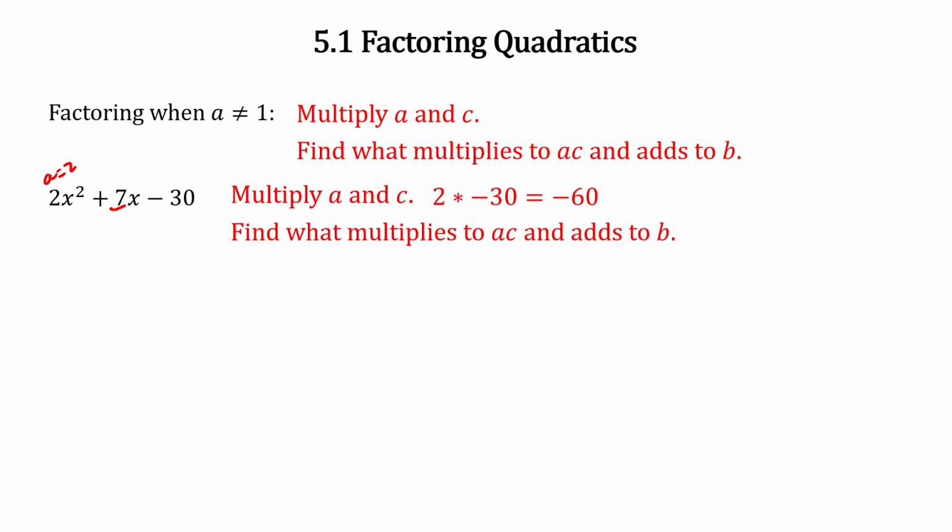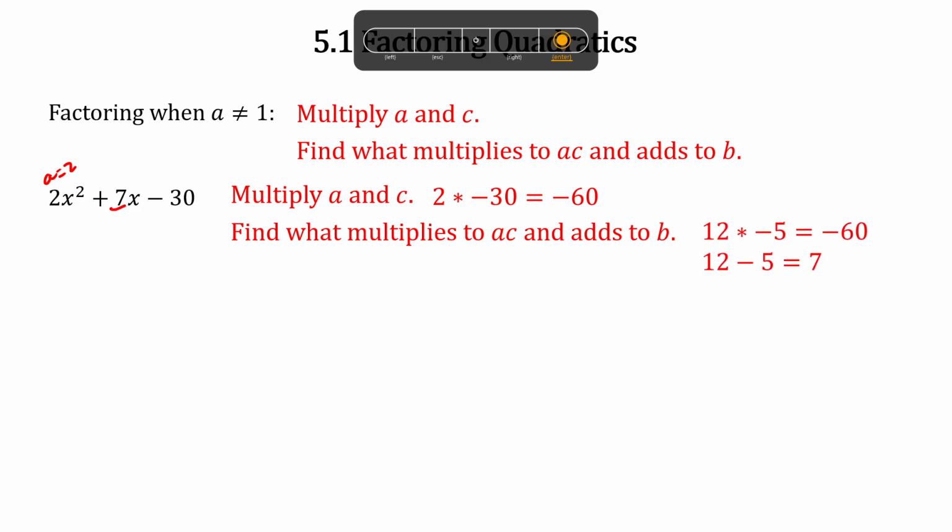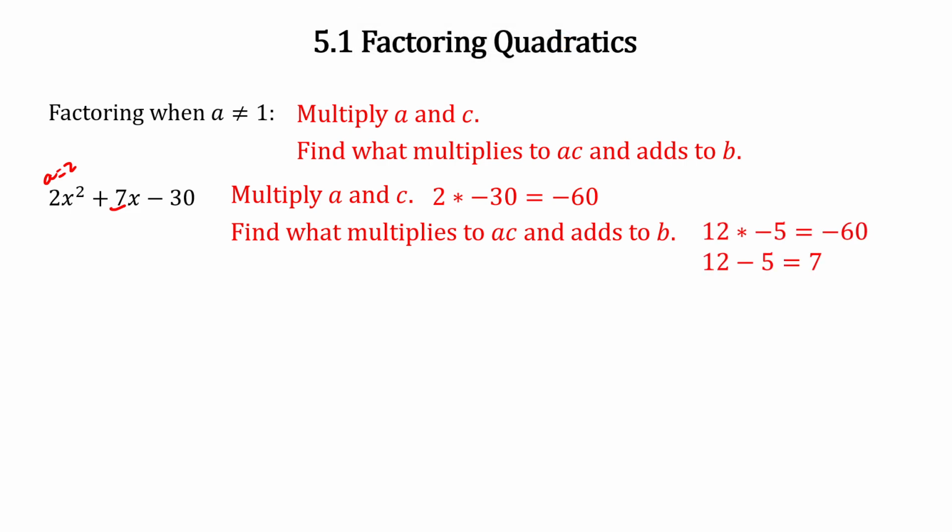2 and 30 won't work because they're 28 apart. 3 and 20 won't work because they're 17 apart. So anything else that can go into 60, I can think of 5. We tried 10, so we try 5. 5 is 12 and 5. So 12 times 5 would be 60, and then 12 minus 5 would be positive 7. So it's 12 and negative 5.